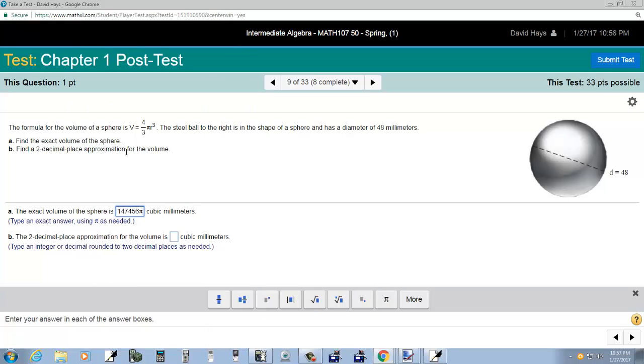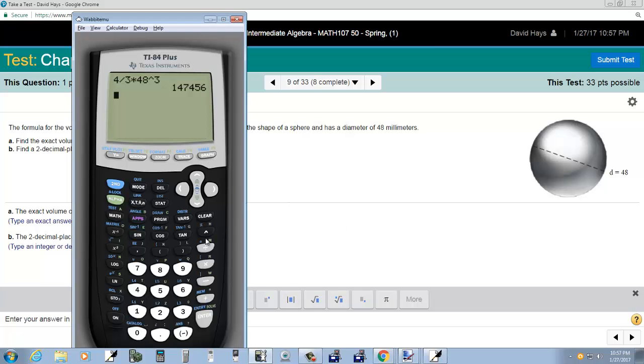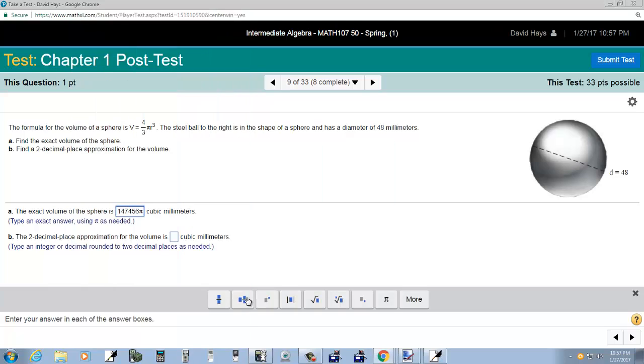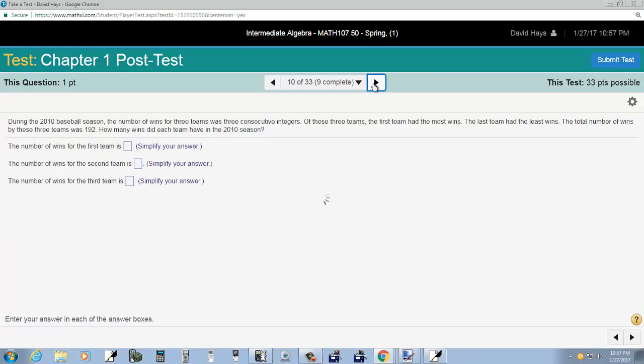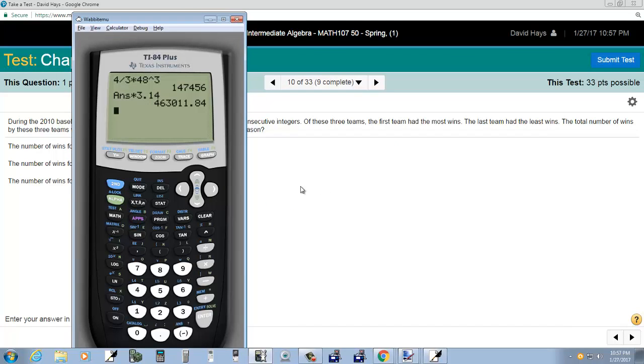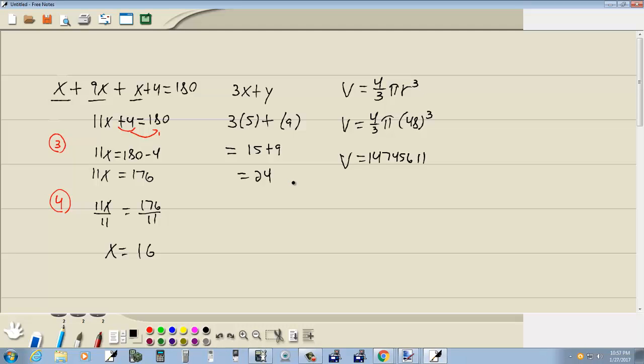It says find a 2 decimal approximation for the volume. I wonder what that means. It doesn't say to use 3.14 for pi. They did earlier though. Might get this one wrong for that reason, but multiply times pi, 463,011.84. Okay. We'll clear this off.